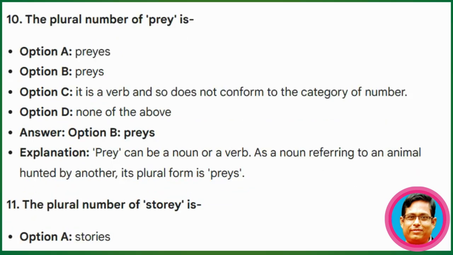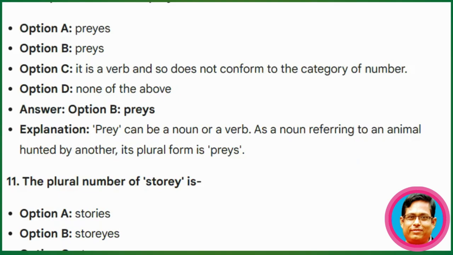10. The plural number of pray is option A, praise. Option B, praise. Option C, it is a verb and so does not conform to the category of number. Option D, none of the above. Answer, option B, praise. Explanation, pray can be a noun or a verb. As a noun referring to an animal hunted by another, its plural form is praise.